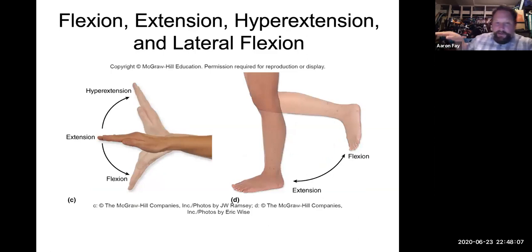You can also extend and flex your hand. So here, to keep it consistent with the picture in the book, this is your 180 degrees. We don't do this very often, but we do a whole lot of that. So start, stop, flexion; start, stop, extension; start, stop, hyperextension. I'm hyperextending, going beyond 180 degrees here.